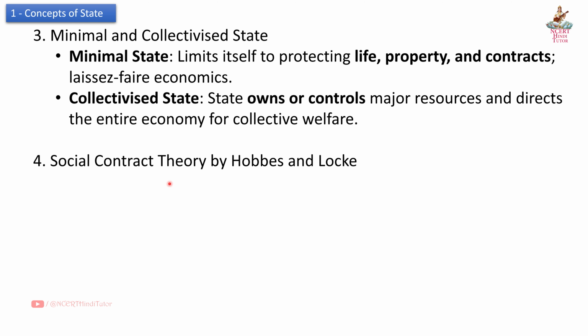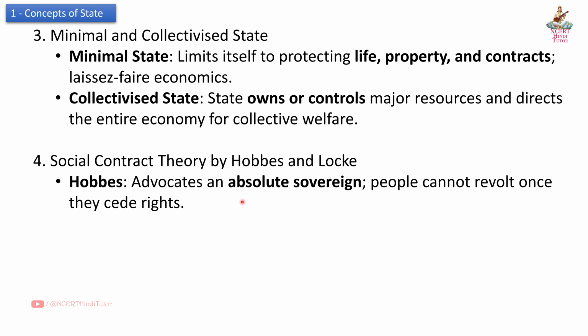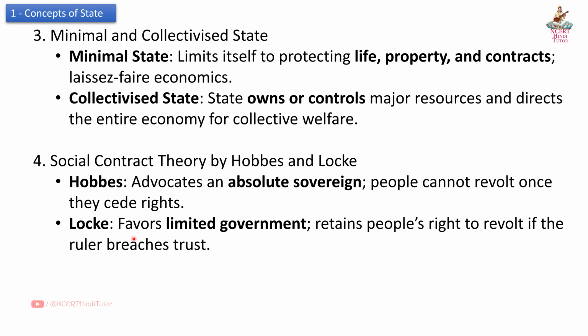Fourth, social contract theory by Hobbes and Locke. Hobbes advocates an absolute sovereign. People cannot revolt once they cede rights. Locke favors limited government, and retains people's right to revolt if the ruler breaches trust.